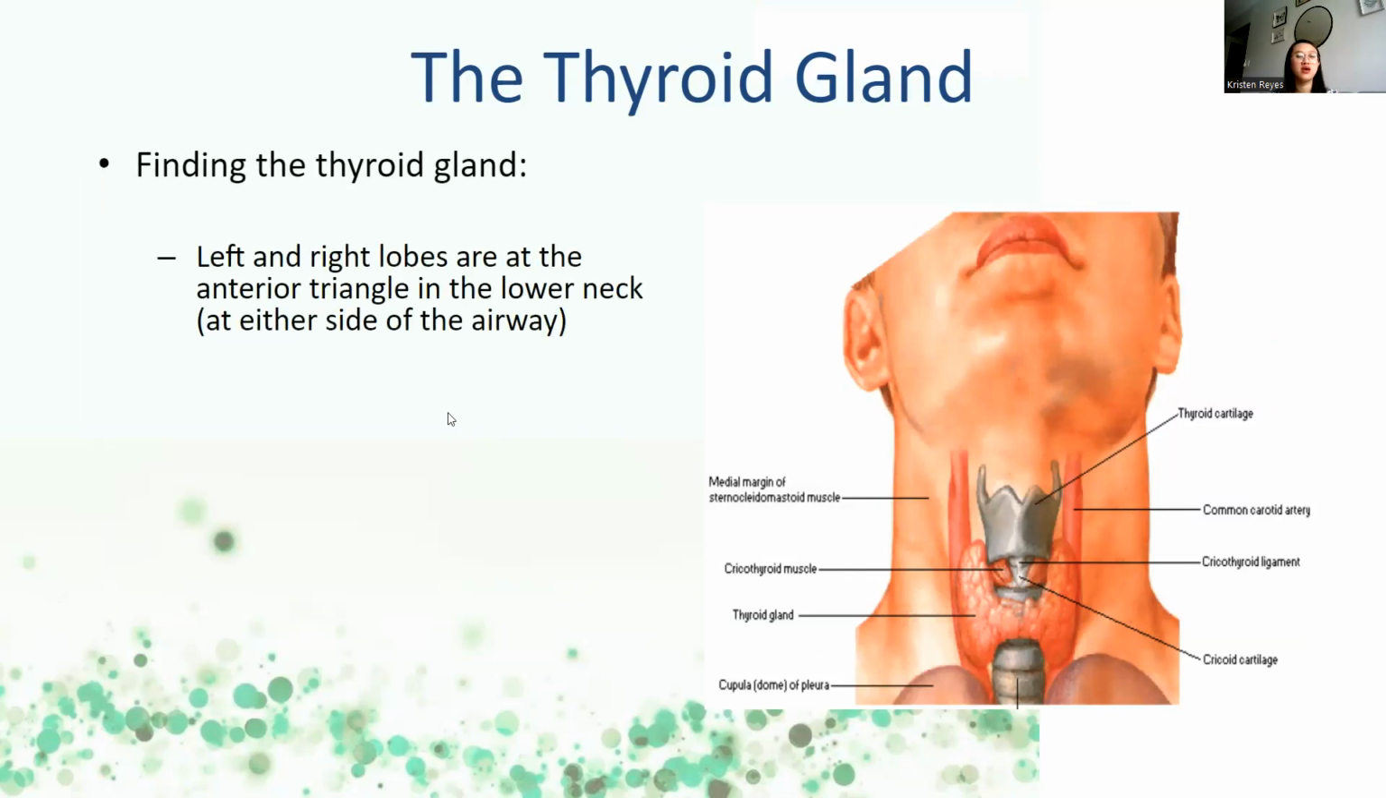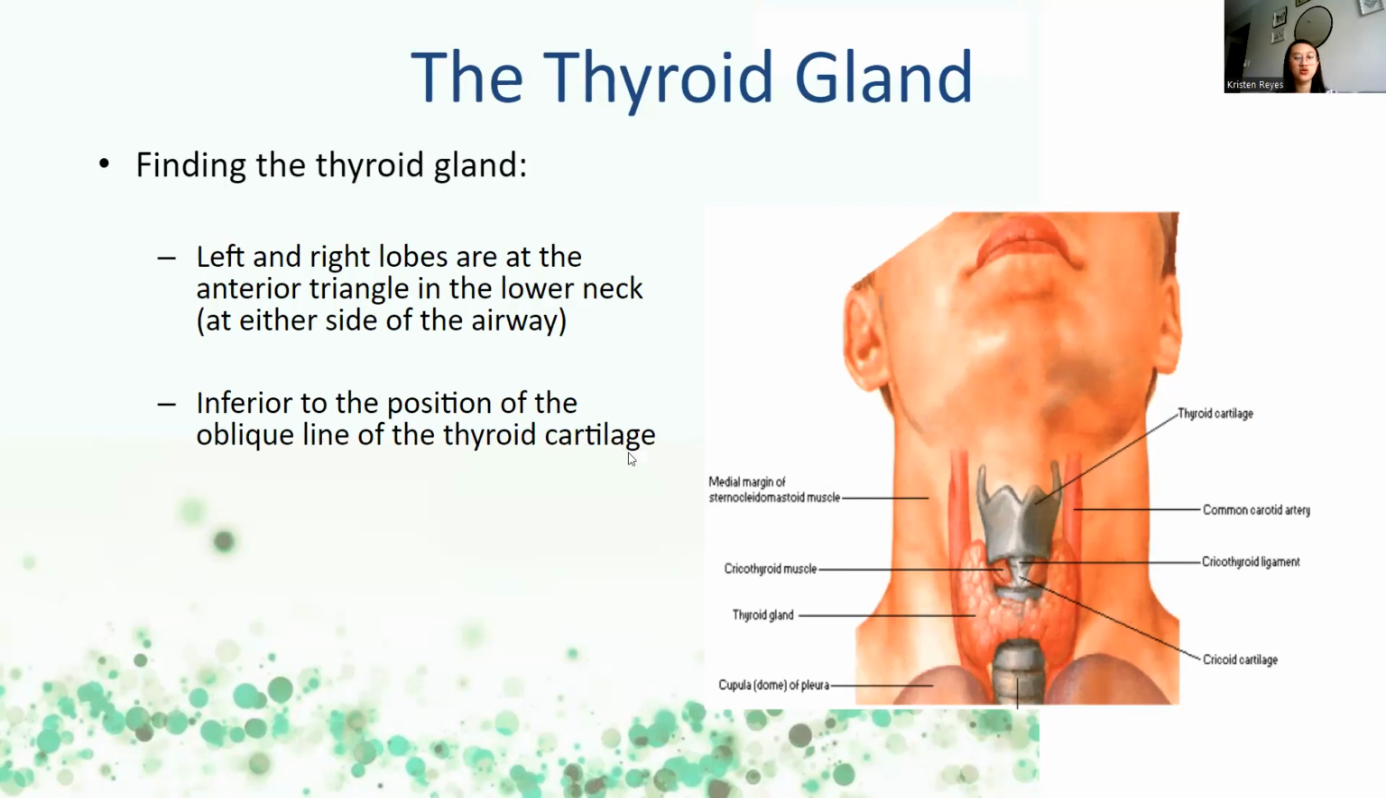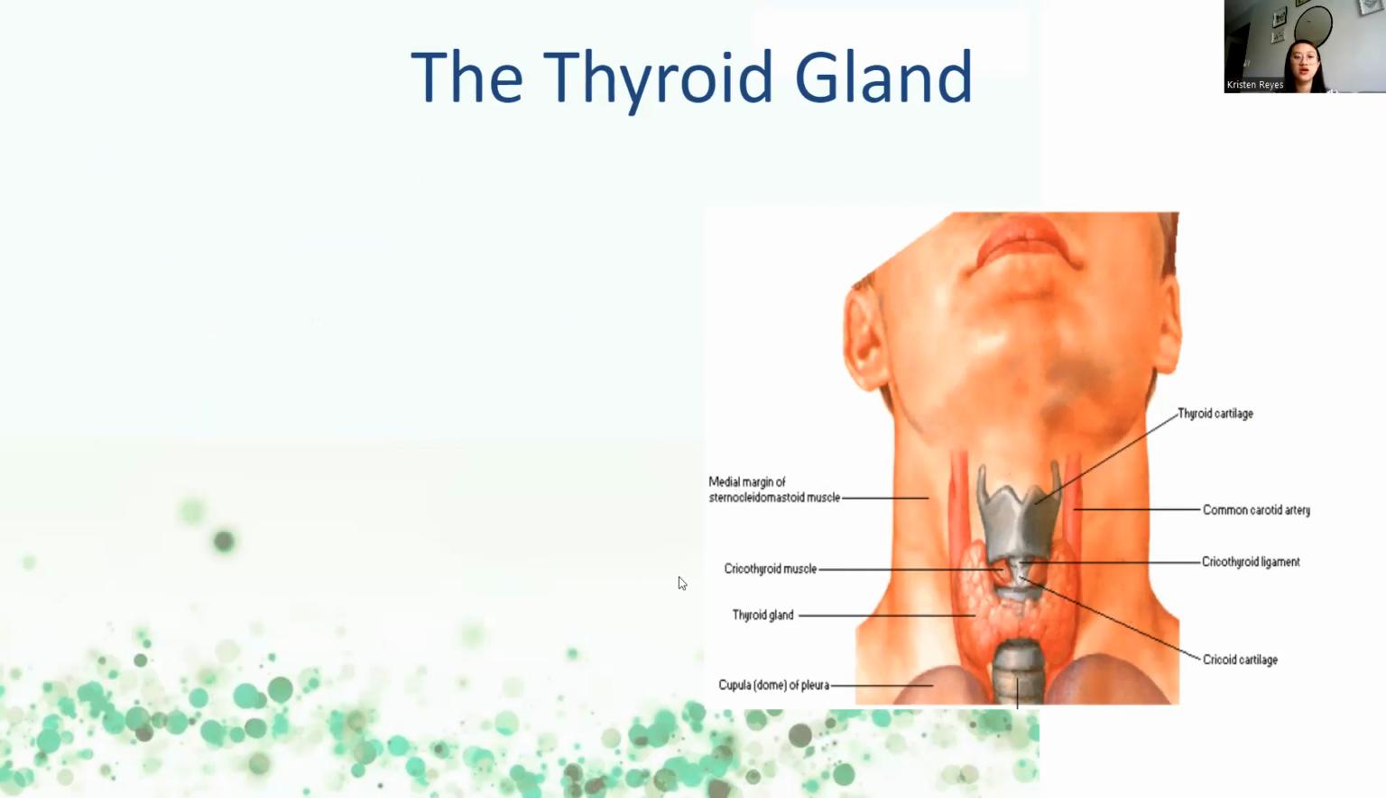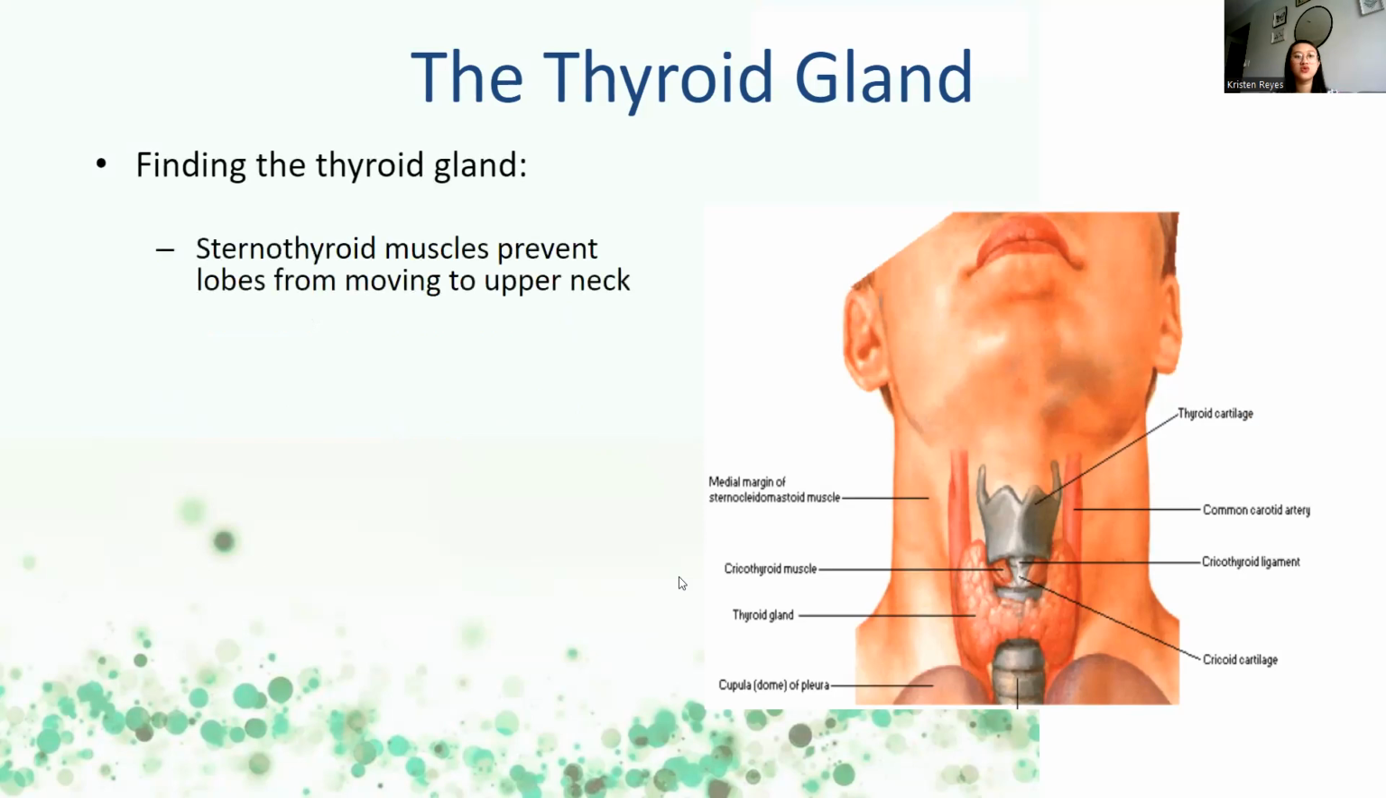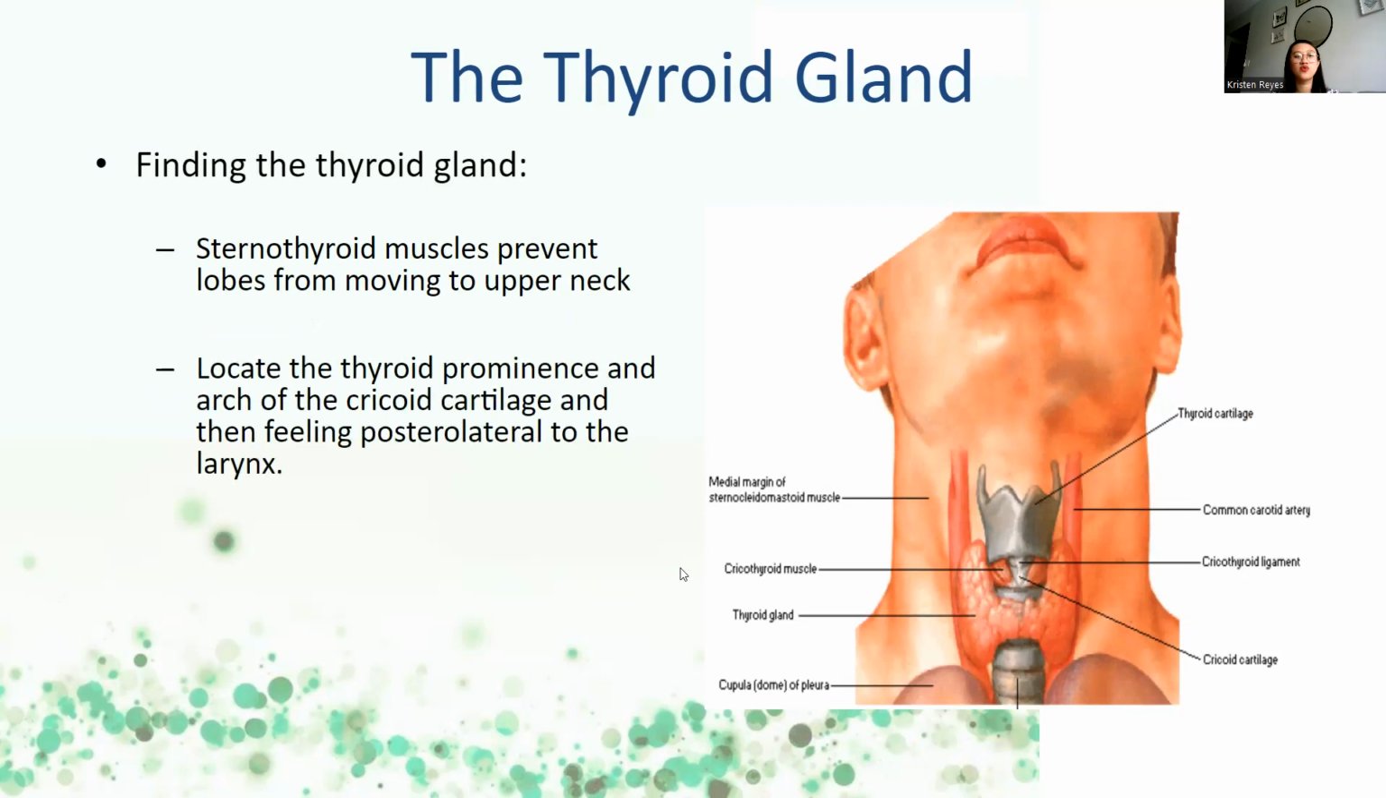Finding the thyroid gland. Left and right lobes are at the anterior triangle in the lower neck at either side of the airway, inferior to the position of the oblique line of the thyroid cartilage. The sternothyroid muscle, okay, prevents lobes from moving to the upper neck. Locate the thyroid prominence first, okay, the thyroid cartilage, kapain mo muna yan, and then go down and find the cricoid cartilage. Okay.